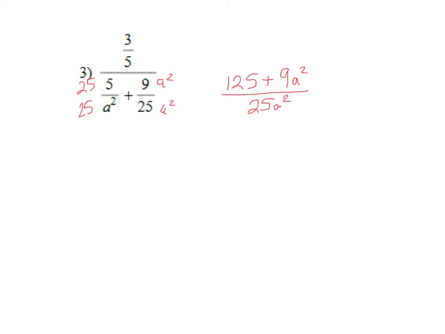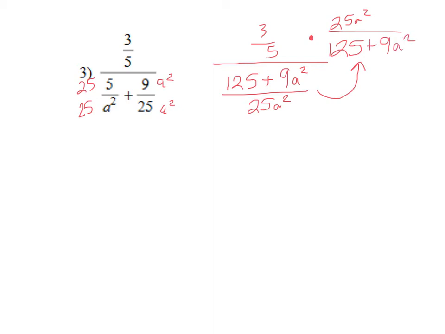Okay, on the top, I still have the 3/5. So now I'm ready to bring this up and multiply by the reciprocal. So that 3/5 is actually going to get multiplied by a 25a squared over 125 plus 9a squared. That's a plus. 125 plus 9a squared.